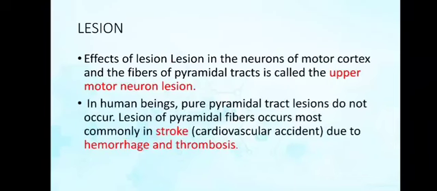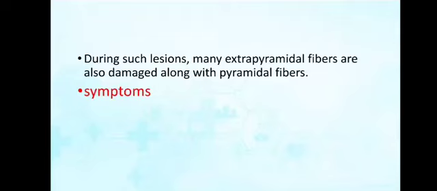In human beings, pure pyramidal tract lesions do not occur. Lesion of the pyramidal tract occurs most commonly in stroke, which is a cerebrovascular accident due to hemorrhage and thrombosis. During such lesions, many extrapyramidal fibers are also damaged along with the pyramidal fibers. Now let's discuss the symptoms.